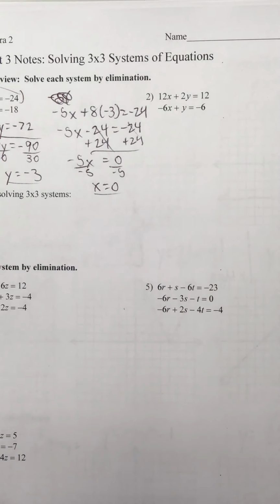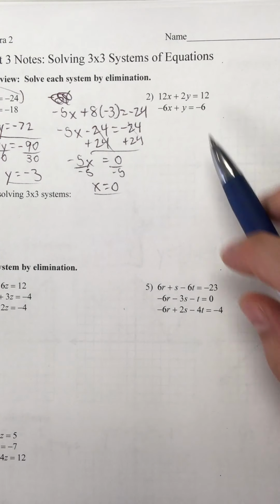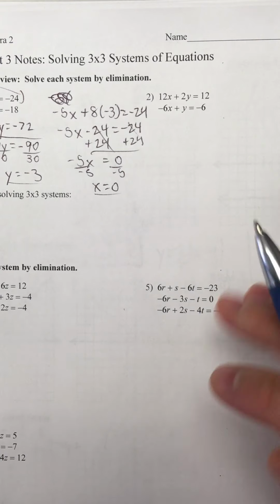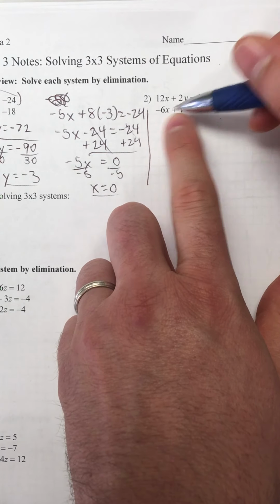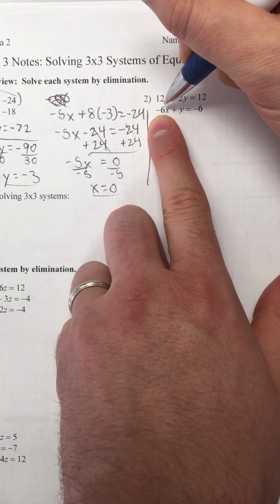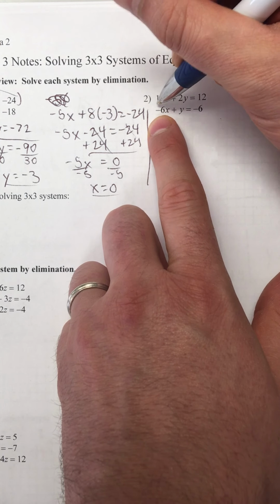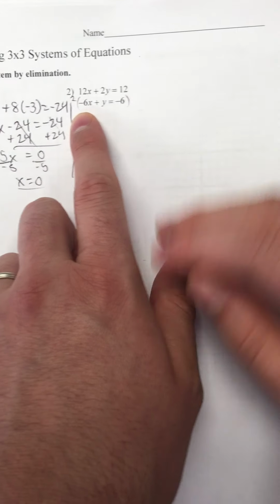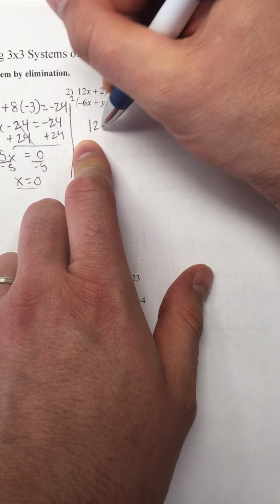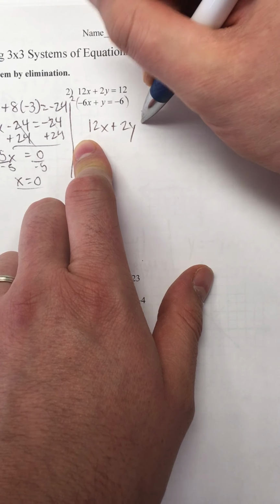Did you do it? I hope so. The answer, by the way, should have been for number 2, x is 1, y is 0. So let's look at how you would solve that. Now, you could either cancel x's or y's. I'm going to cancel x's. So I want this to be a negative 12. I would distribute positive 2 to this second equation. So I would now have, let me rewrite the top one, 12x plus 2y equals 12.